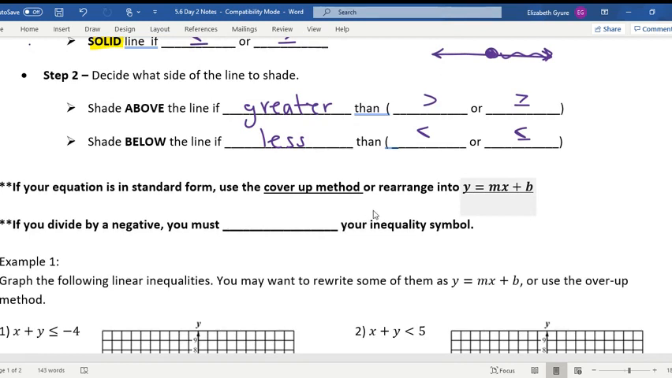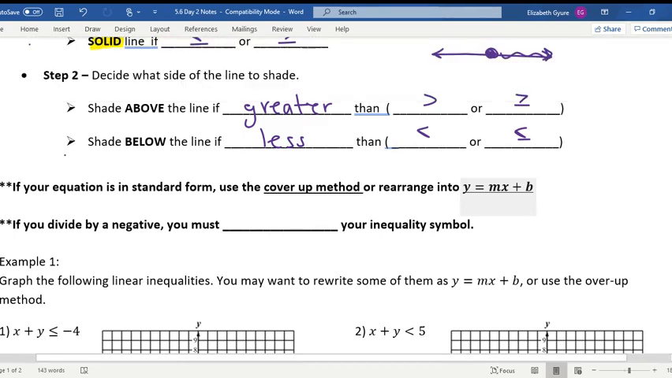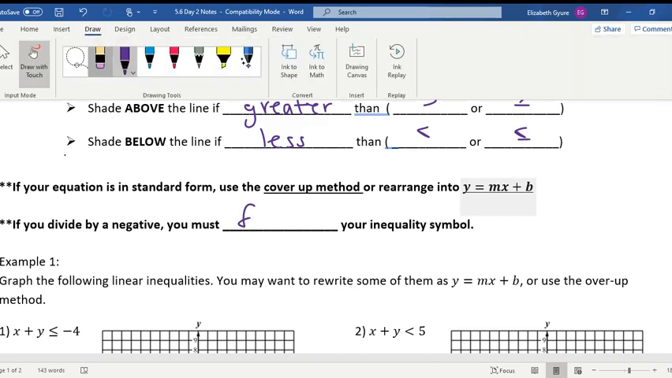Something to remember if we do rearrange a y equals mx plus b problem, something we need to remember to do is if you divide by a negative, who remembers what you have to do to your inequality symbol if you multiply or divide by a negative number? Yeah, you have to flip it. So you must flip your inequality symbol.